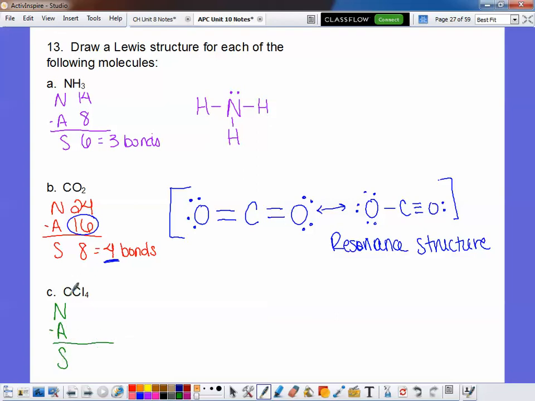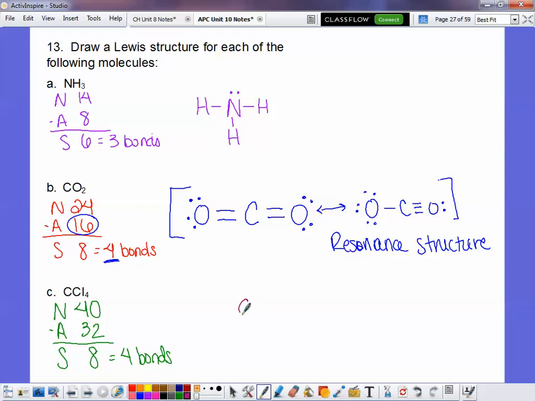So needed, carbon needs 8 and each chlorine needs 8. So we need a total of 40 electrons. Available, carbon has 4 and each chlorine has 7. So 28 for the chlorines, plus 4 is 32. So we're going to share 8 electrons, making 4 bonds.